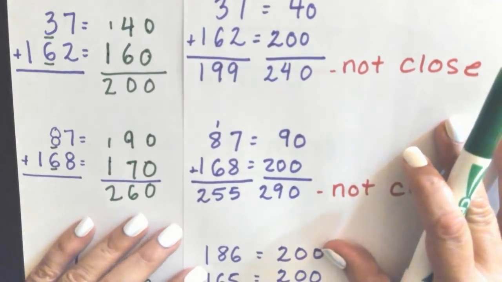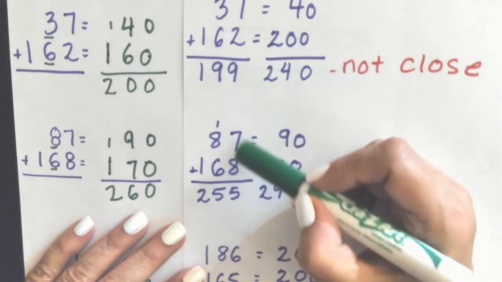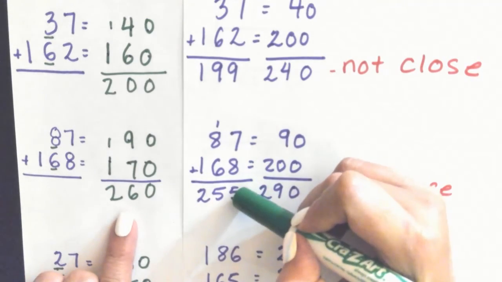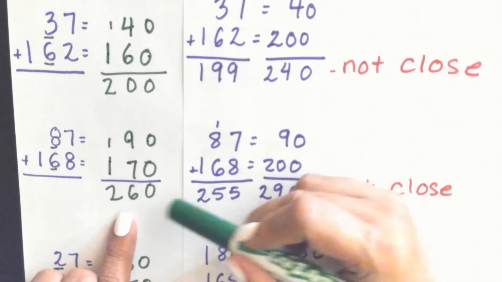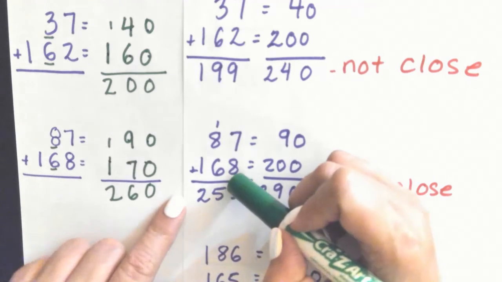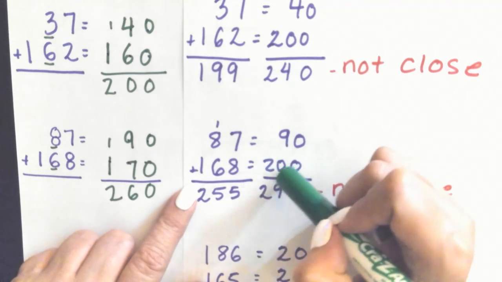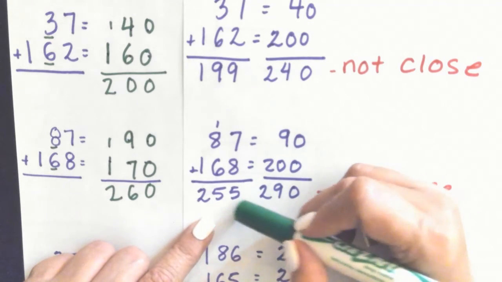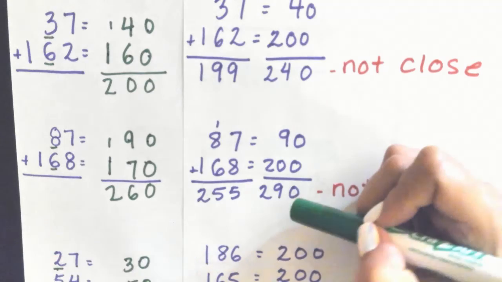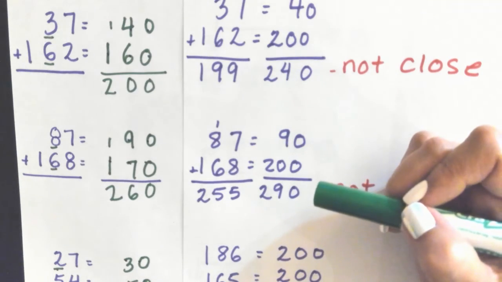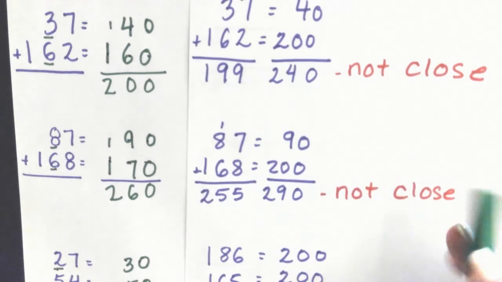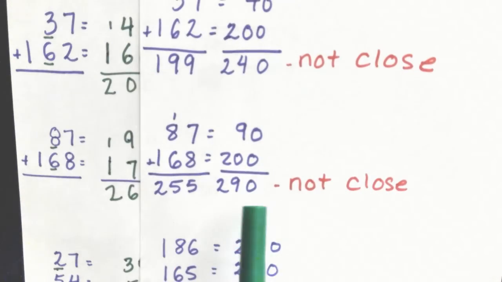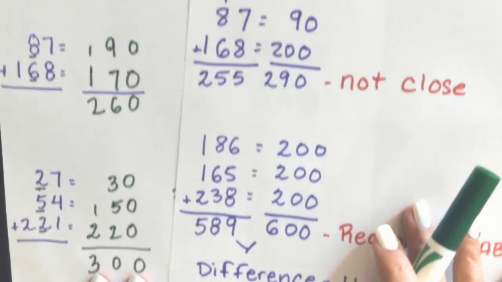The next one. When I added everything, it's 255. You see how close that is? That's a good estimate. But when I rounded to the nearest 100, which was 290, whoa, that's a big difference. You see that? It's not close. This is not reasonable.